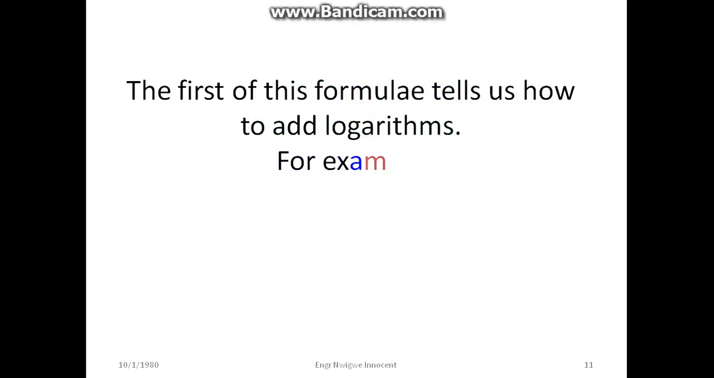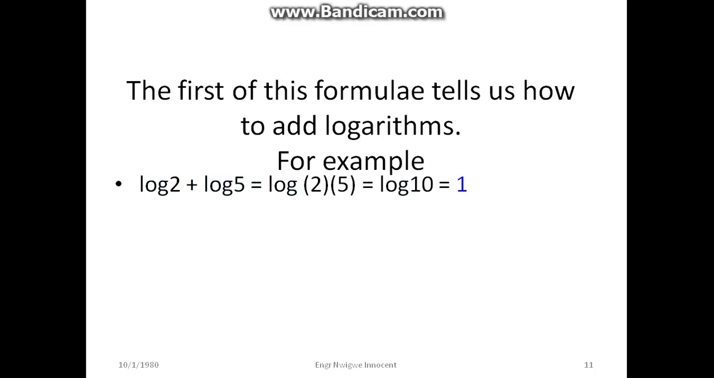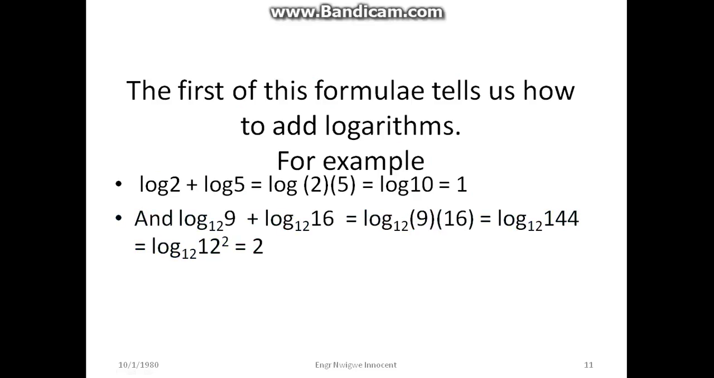The first of these formulas tells us how to add logarithms. For example, log 2 plus log 5 is equal to log of 2 times 5, which is equal to log 10, which is 1. And log 9 to the base 12 plus log 16 to the base 12, the two of them having the same base, we now multiply them to have log of 9 times 16 to the base 12, which is equal to log 144 to the base 12.